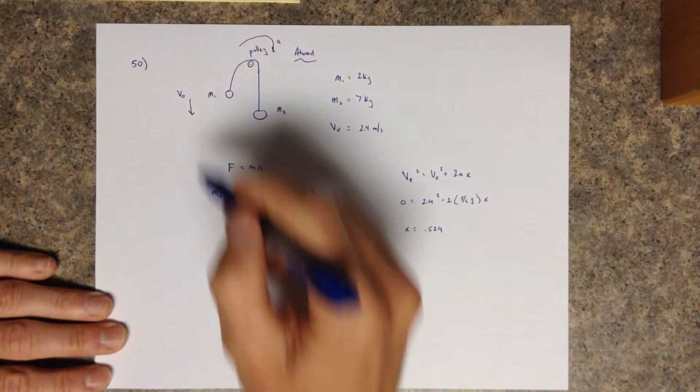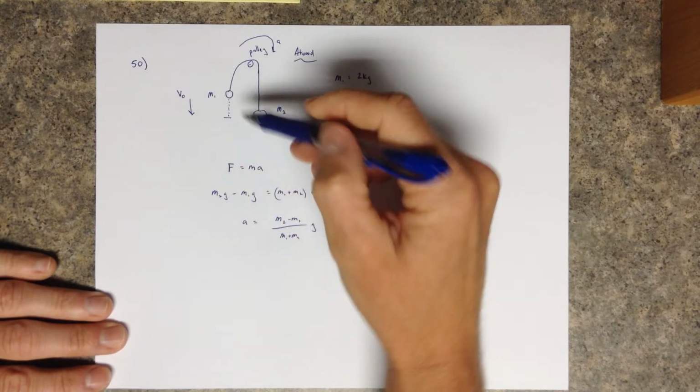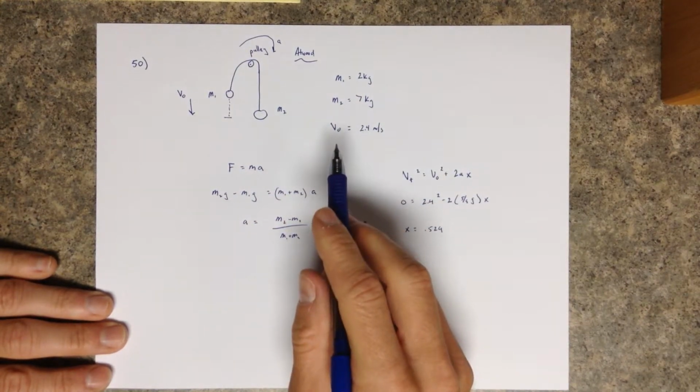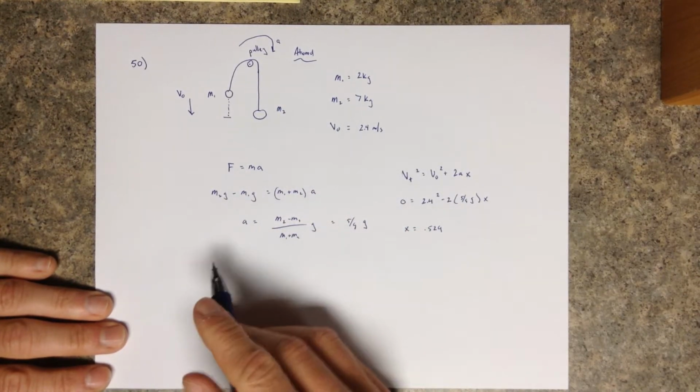So what this is saying is that this will go down 5.29 meters, come to a stop, and then it will accelerate the other direction. Well, now we want to figure out a different question. It says, what's the velocity after 1.8 seconds?